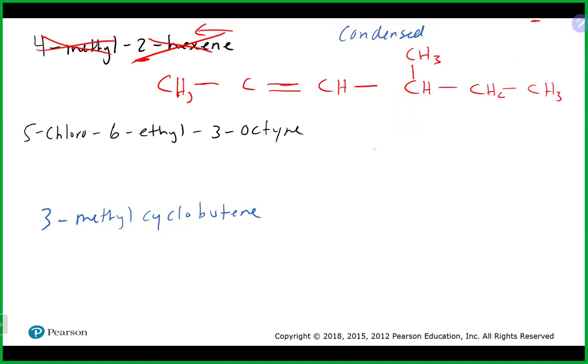Question on that one there. You weren't asked to do line structure, but basically you could do the same thing. You would just start with your 1, 2, 3, 4, 5, and 6. You would go carbon 1 and 2, put a double bond, and then go carbon 1, 2, 3, and 4, and put a line, and you would have your line structure. Any questions on that?